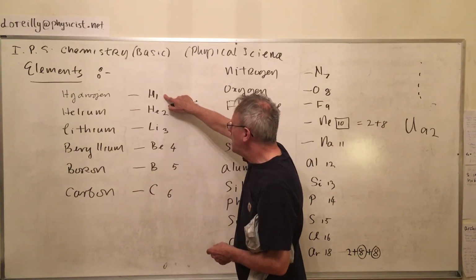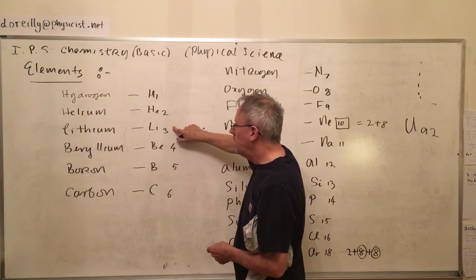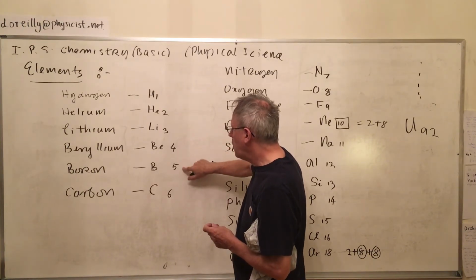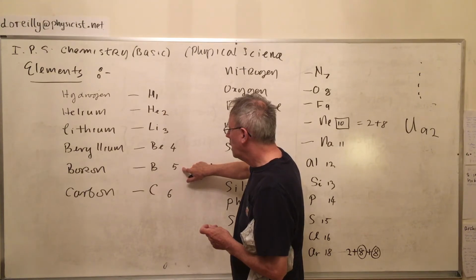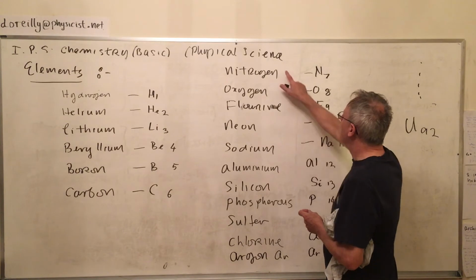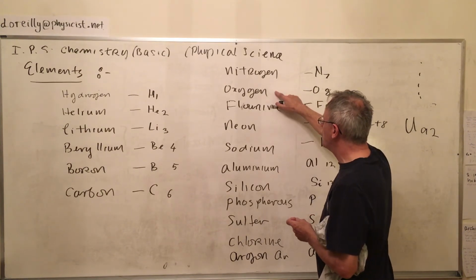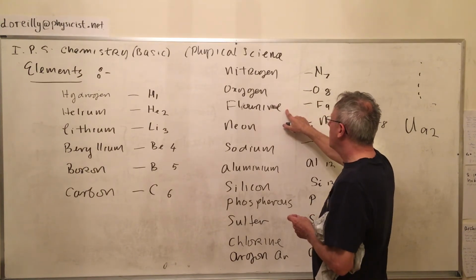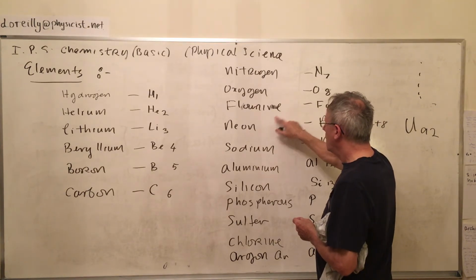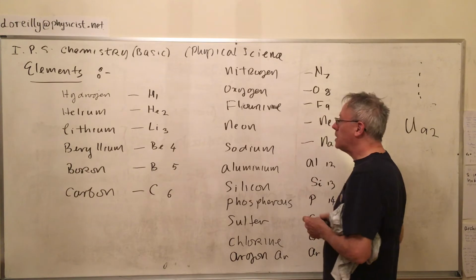Hydrogen is a gas at room temperature, so is helium. Lithium is a very volatile metal. Beryllium, it's another metal. Boron, I think it's a non-metal, I'm not sure. Carbon is a non-metal. Nitrogen is a gas at room temperature, and so is oxygen. Fluorine is a poisonous liquid. Neon is a gas at room temperature.